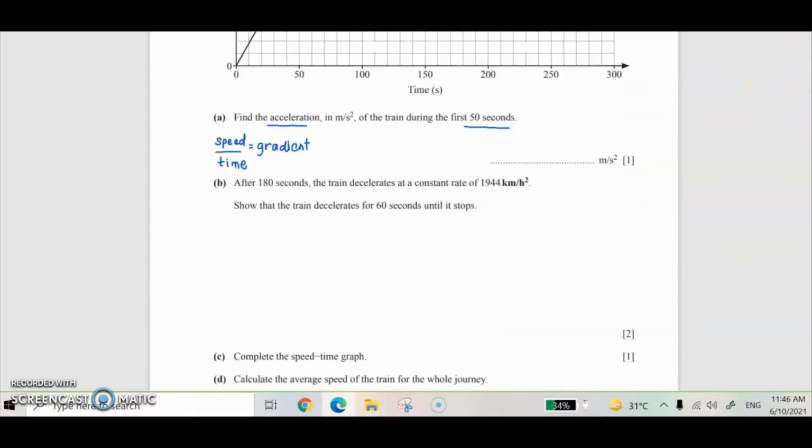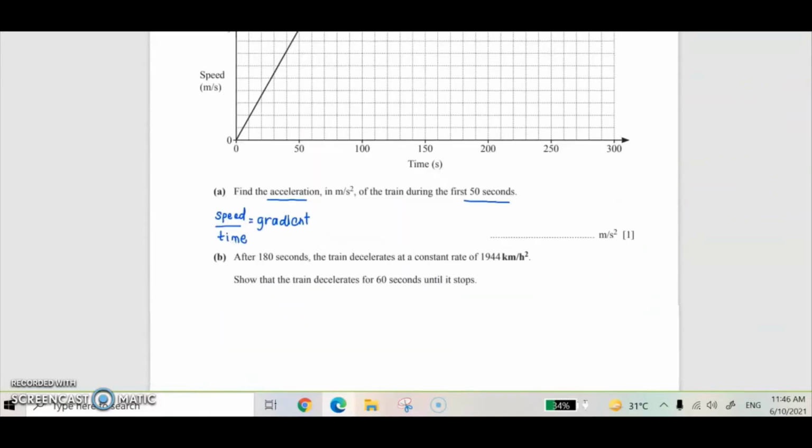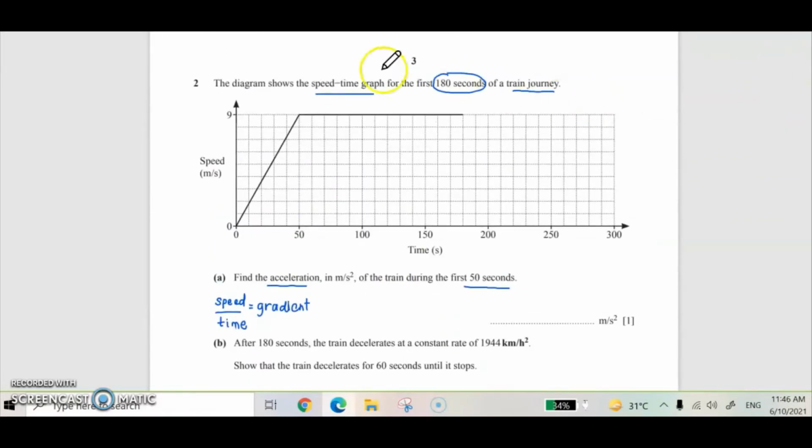We go to question number 2. This is speed time graph. Okay, so we have the speed time graph for the first 180 seconds of a train journey. So what we know from the speed time graph is the gradient of this graph is actually equal to the acceleration. Okay, if it's acceleration or deceleration lah. Okay, if the value for the gradient is positive, that is acceleration. But if the value for the gradient is negative, that is deceleration.